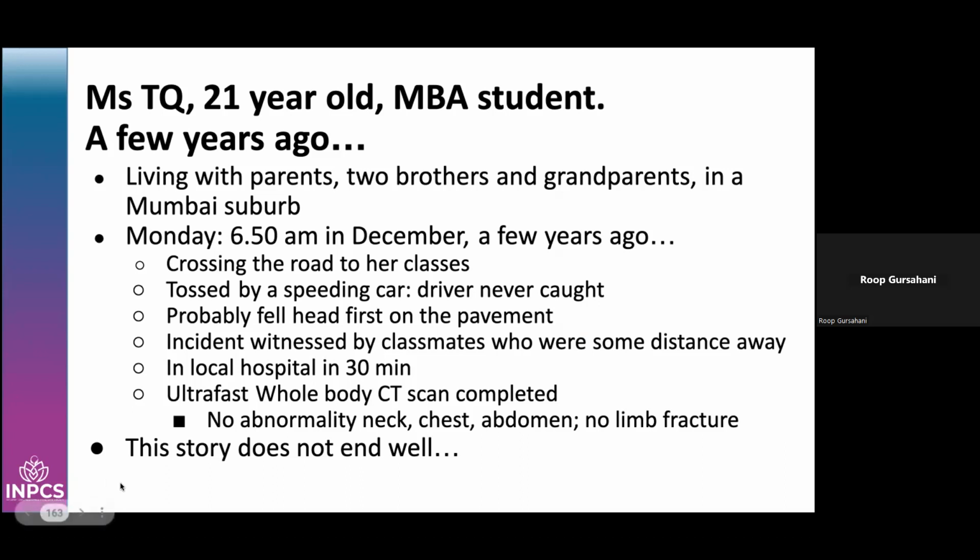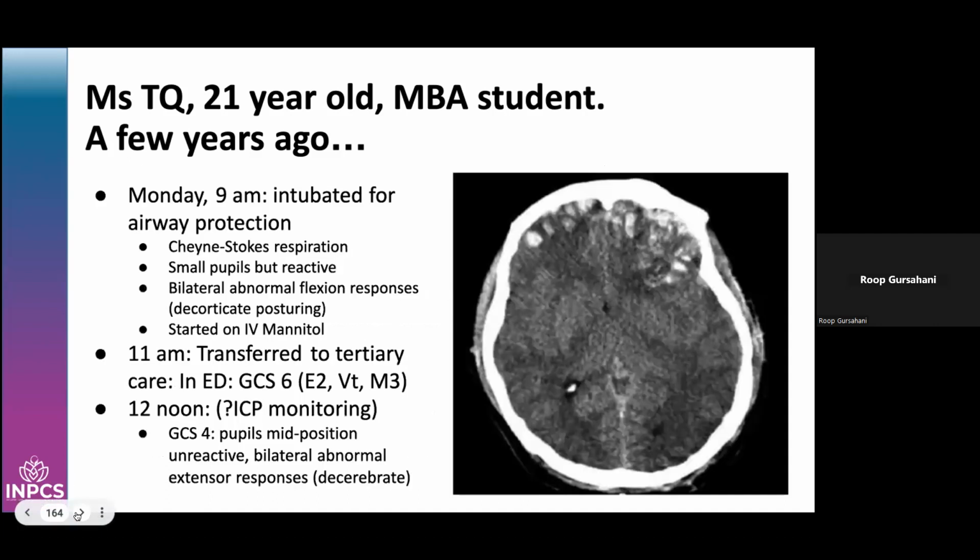Right. So last case, and this I'll go through a little quickly. This is the case of a 20-year-old girl who lived in a Mumbai suburb, and she had a road traffic accident. In fact, she was tossed by a speeding car, fell head first. She was in the local hospital in 30 minutes, and there was absolutely nothing. Her neck, chest, everything was okay, except that the brain was badly damaged. In fact, within hours, she needed to be intubated for airway protection. But she was rapidly declining.